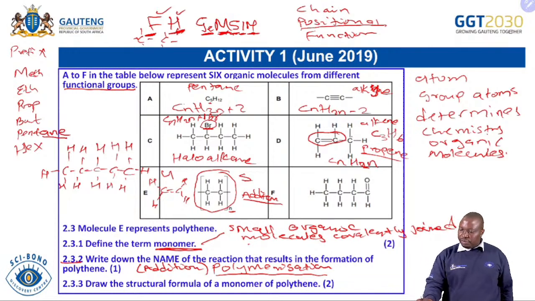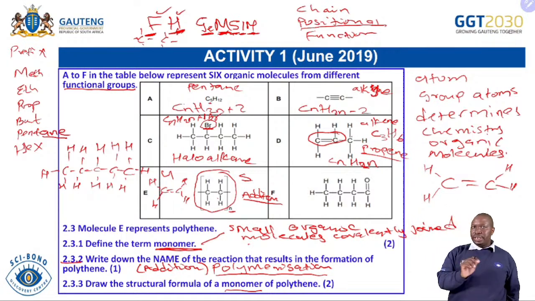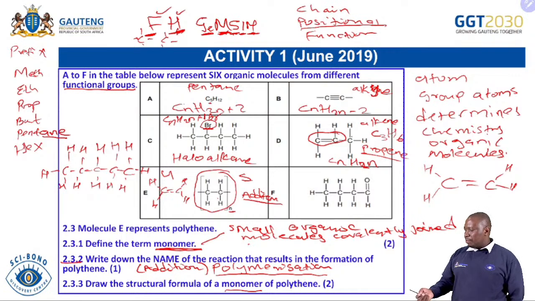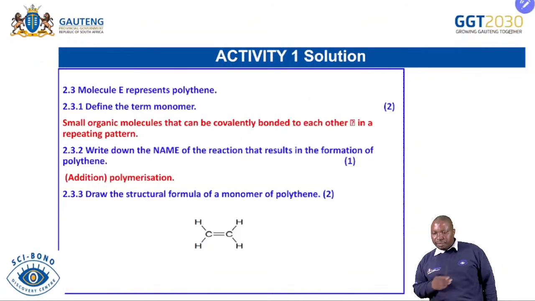Now draw the structure of the monomer. You know most is polyethylene, so you will definitely draw your 2 carbons. This is the monomer, because the monomer must have a double bond, because it must undergo addition. You know that for addition to take place, there must be a double bond there. There must be a multiple bond, because we add when there are multiple bonds between carbon atoms. I hope you have understood that question and you have enjoyed it.